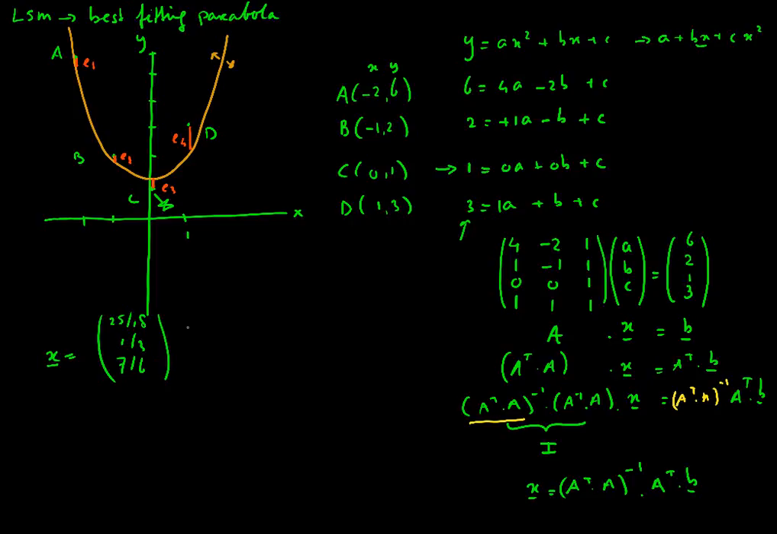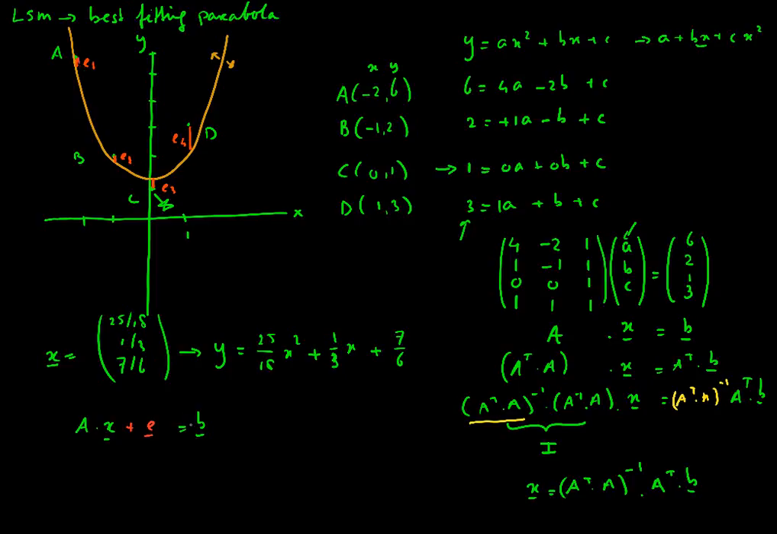I found myself that the x is something like 25 divided by 18, 1/3 and 7/6. Probably you have something with decimals, but you can ask your calculator, just put it in fractions and it will do. So now I found the formula of the best fitting parabola, which is the a, which is here because this is the most upper of the, so this is the a, so it's 25/18 x squared added by 1/3 x added by 7 divided by 6. So this is your formula.